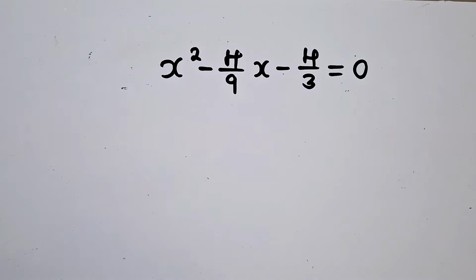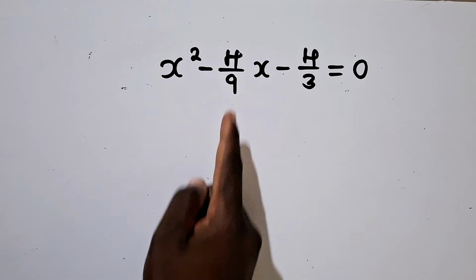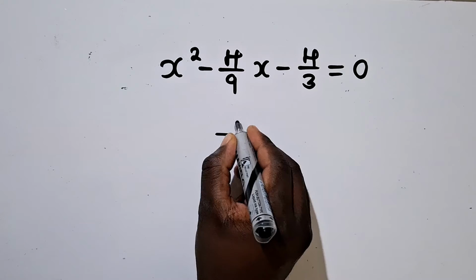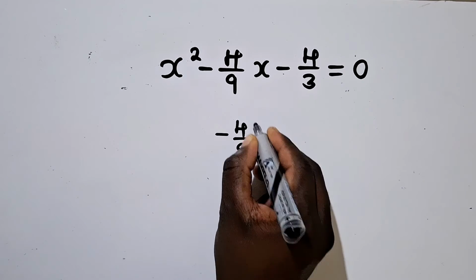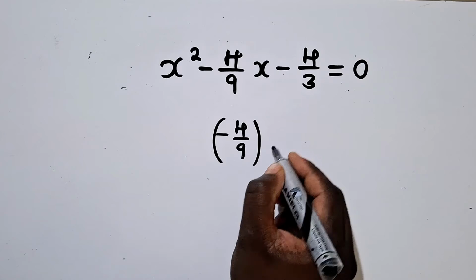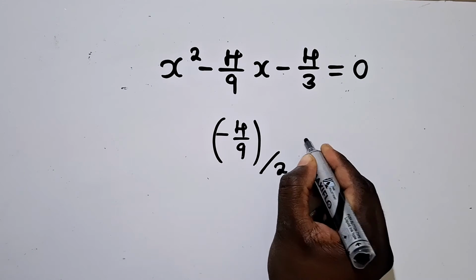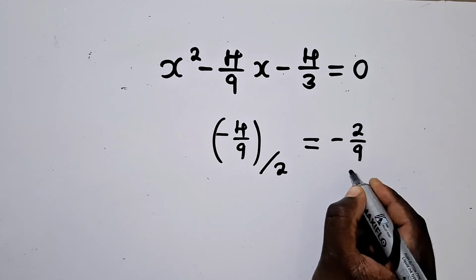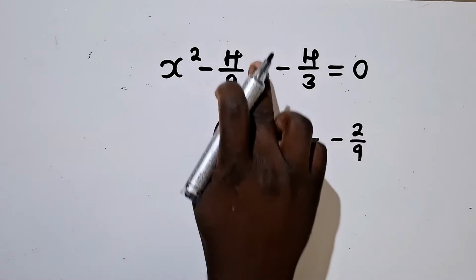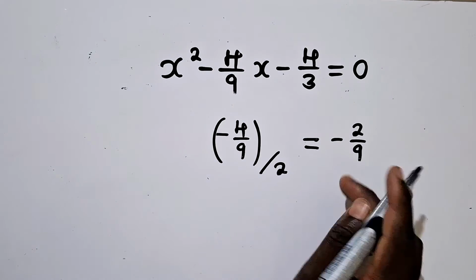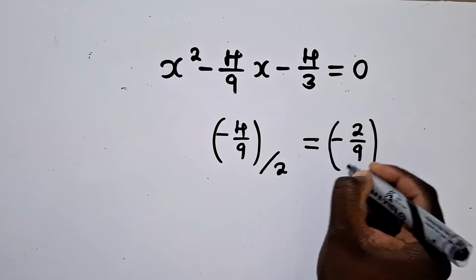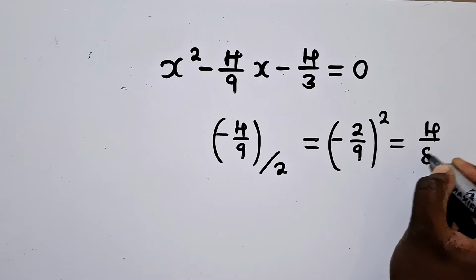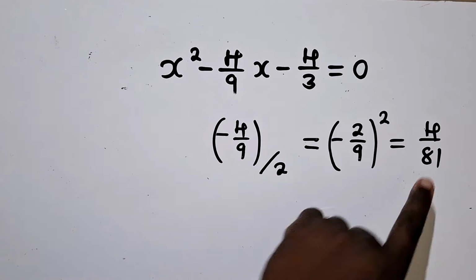Now, from this, you get whichever number is right here. That is negative 4 over 9. This negative 4 over 9, you divide it by 2. It will be negative 2 over 9. So after dividing the b term, whichever coefficient is here, by 2, you shall get this, and then you square it. So it will be 4 over 81. So this is what we need.